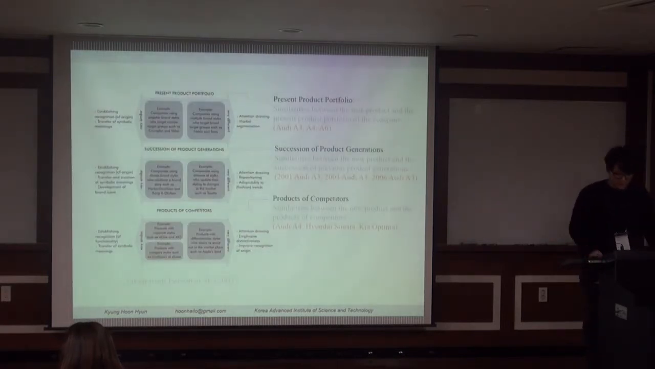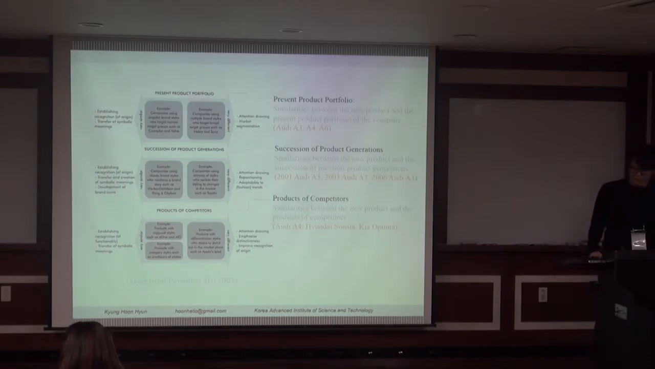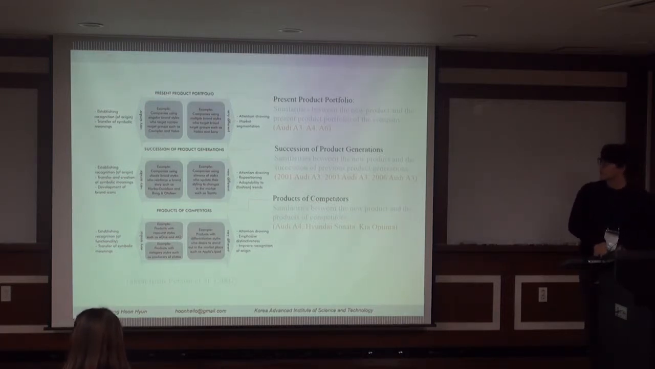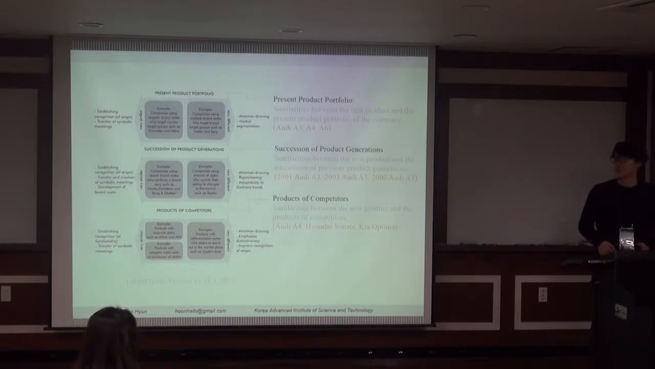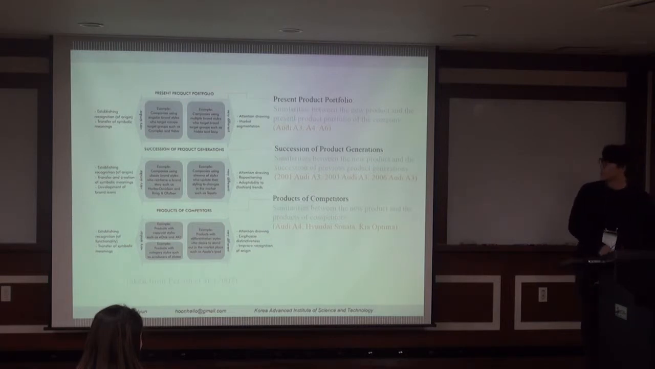And these are the 3 axes of styling strategy based on product appearance similarity. The first one is the present product portfolio, which is about similarity between the new products and the present product portfolio of the company. Examples would be, in Audi's case, A3, A4, A6. Succession of the product generation is comparing the similarities between the new products and the succession of the previous generations.